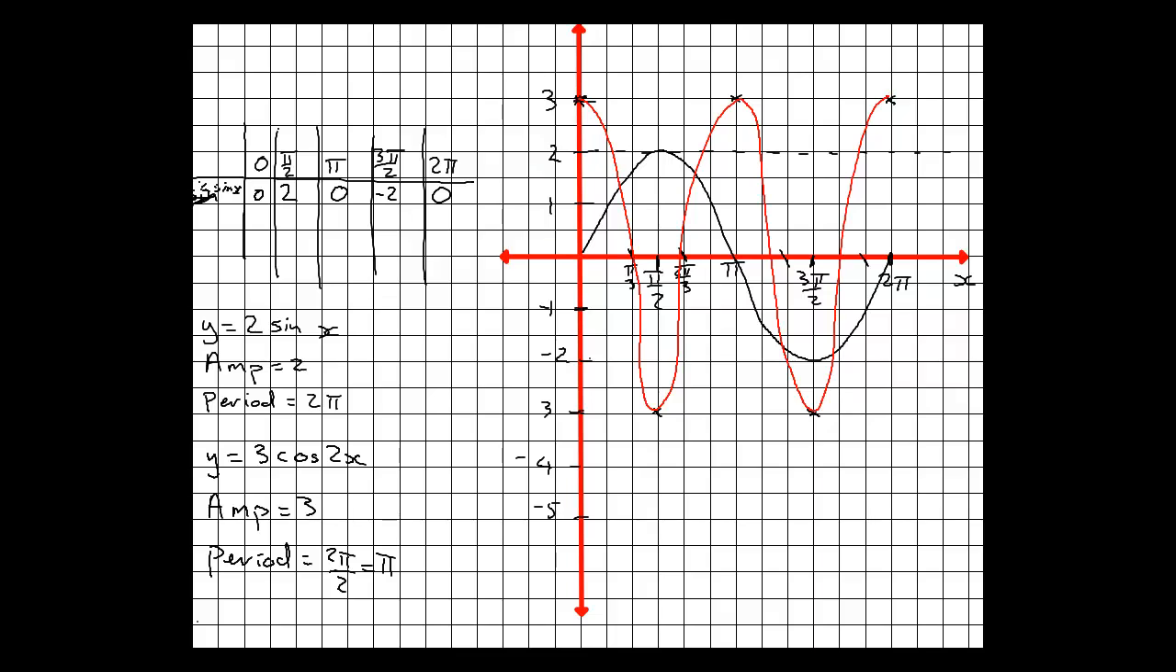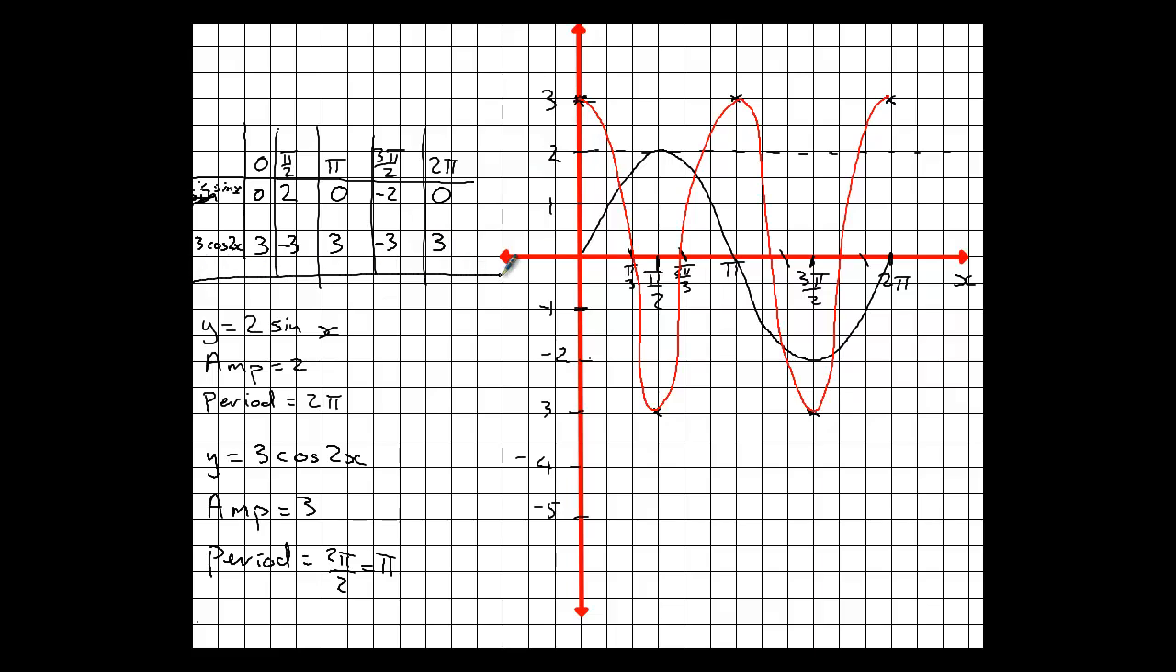Now let's look at the points that we have here. When x is 0, this is 3 cos 2x. When x is 0, y is 3. When x is pi on 2, y is minus 3. When x is pi, y is 3. When x is 3 pi on 2, y is minus 3, and when x is 2 pi, y is 3.